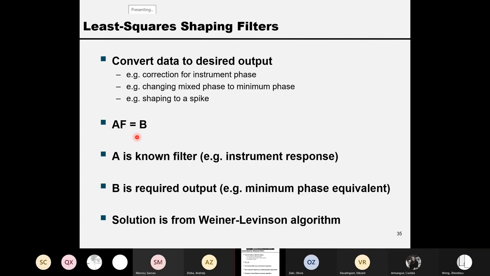Again, we create a linear system equation. If we know the filter, which is, for example, the instrument response, and we try to get something, say, okay, the output will be 1, 0, 0, we will try to completely get rid of the instrument response. So you want just a simple spike, for example, 1, 0, 0, 0, right? So you need to create an F here, and let this F apply to A and end up with the ideal spike.